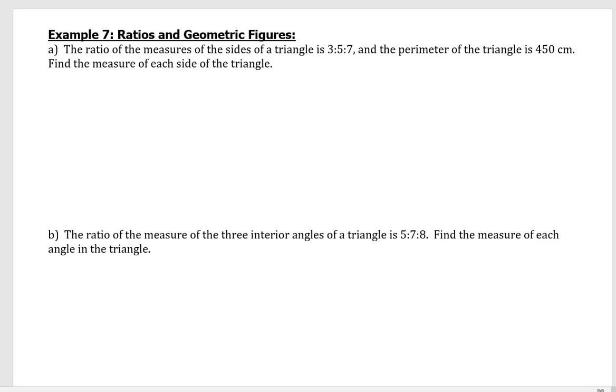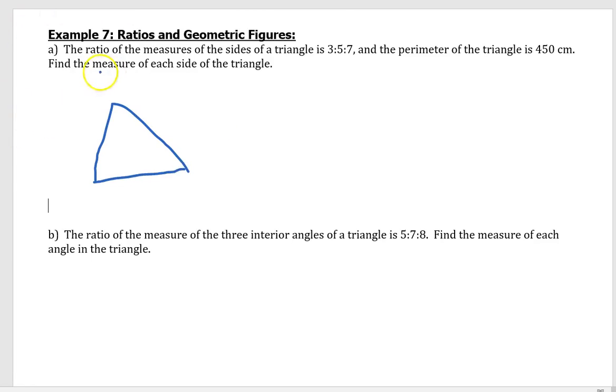I have one more example, and this one's actually going to be kind of quick. So what I have in example 7 is some ratios for some figures, and this is not going to be drawn to scale, but I'm just going to sketch you a little something. This says the ratio of the measures of the sides of a triangle is 3 to 5 to 7, perimeter is 450, find the measure of each side of the triangle. Okay, so I'm just going to draw, this looks really bad, sorry guys, pretend this is a triangle.